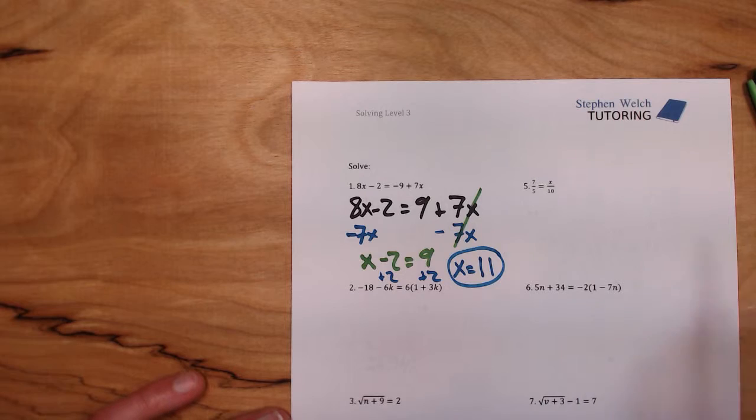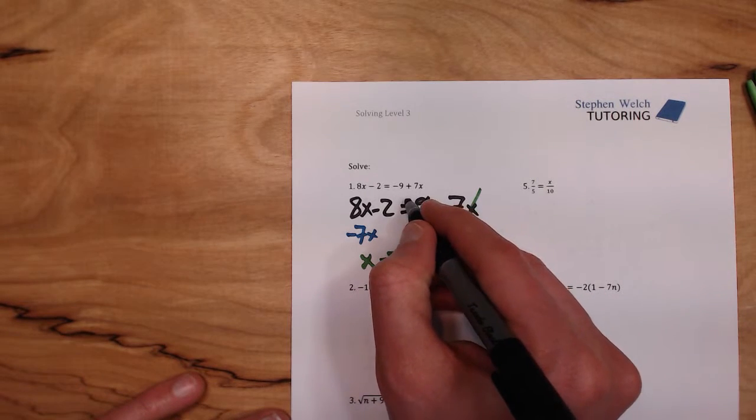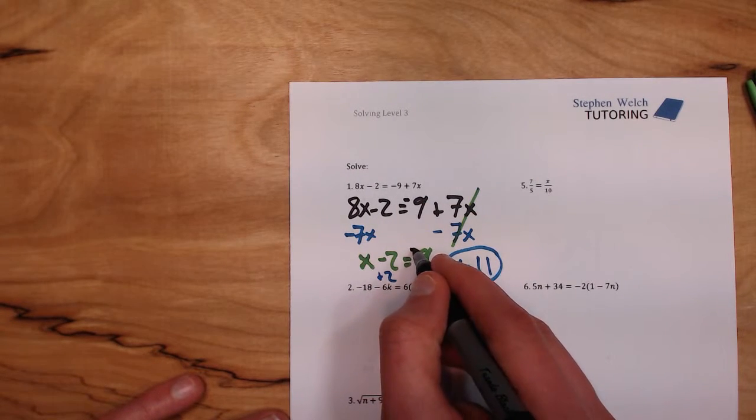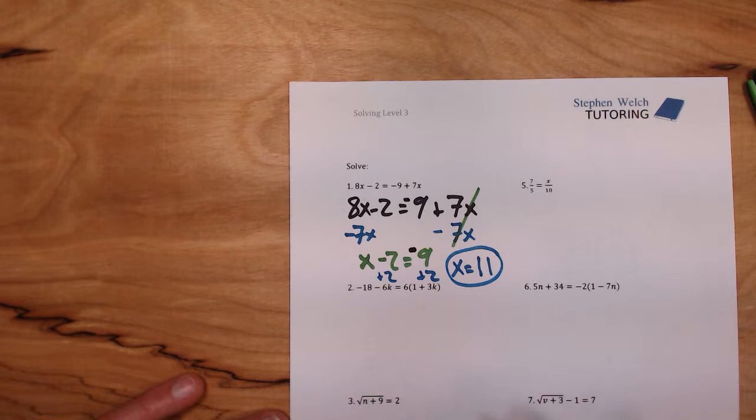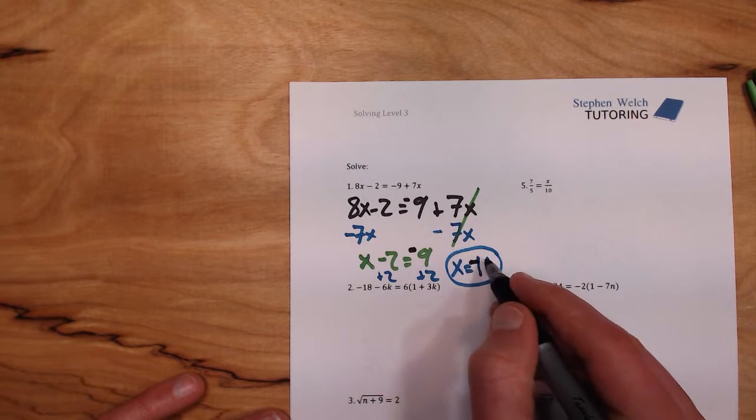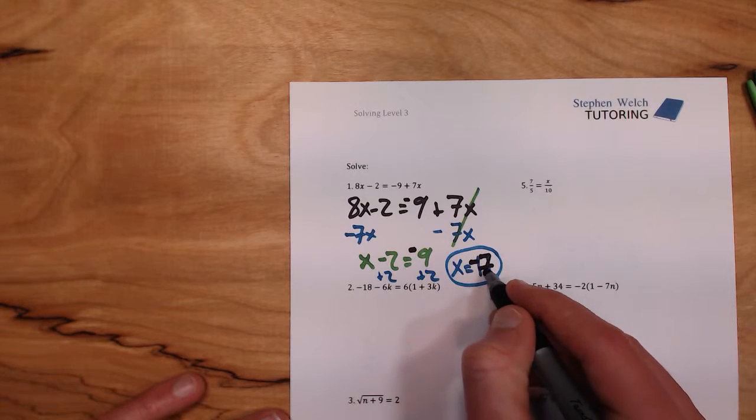There we go. I made a mistake, so I hope you guys caught that. Minus 9 right here. Minus 9 right here. Negative 9 plus 2 is negative 7, and that matches my key. So negative 7 is the answer.